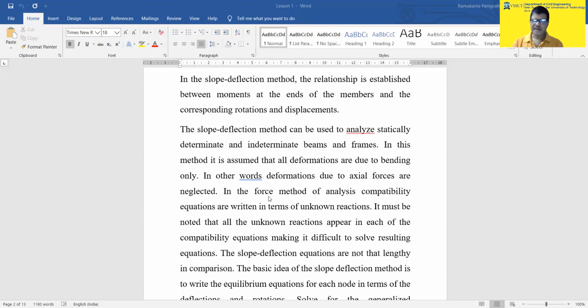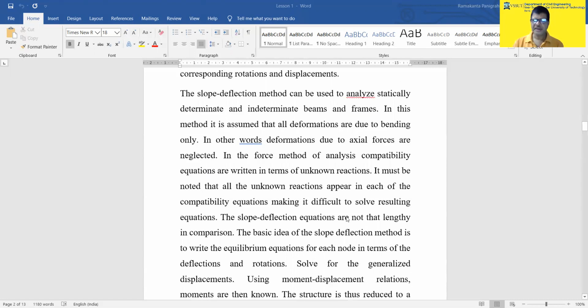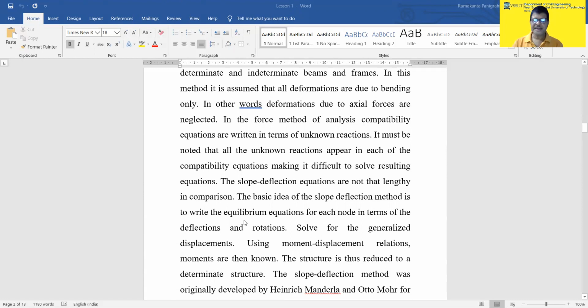In the force method analysis, compatibility equations are written in terms of unknown reactions. It must be noted that all unknown reactions appear in each of the compatibility equations, making it difficult to solve the resulting equations. So you have to write these compatibility conditions at the joint equilibriums, and then you have to solve the problems. Slope deflection equations are not that lengthy in comparison.